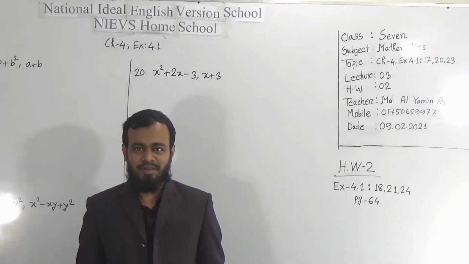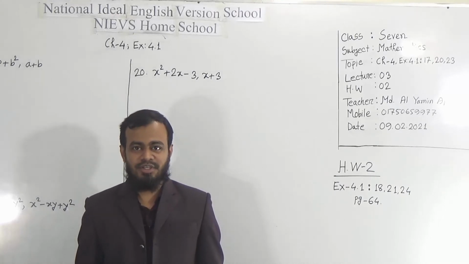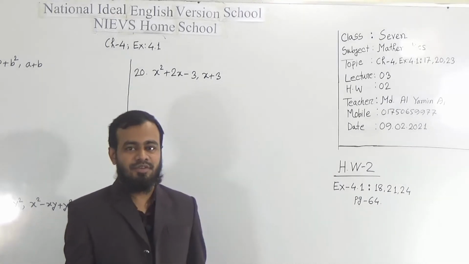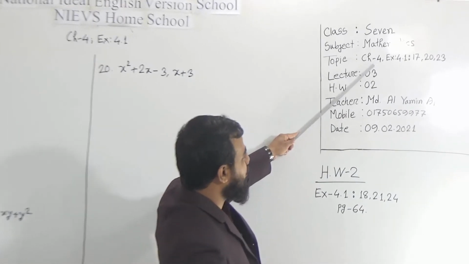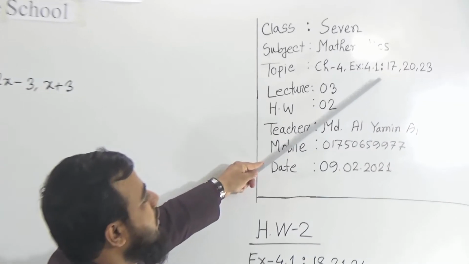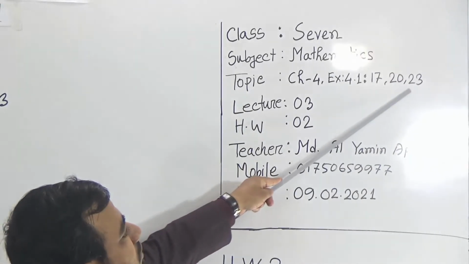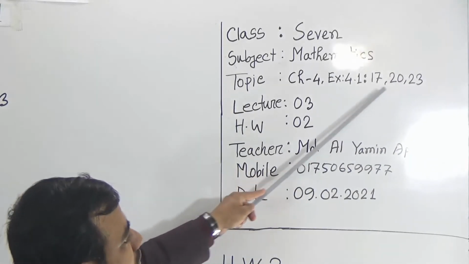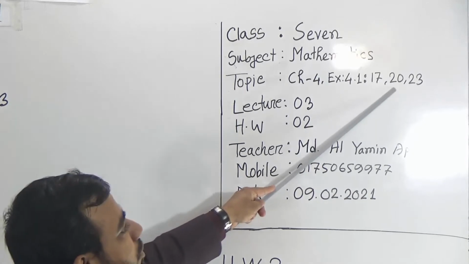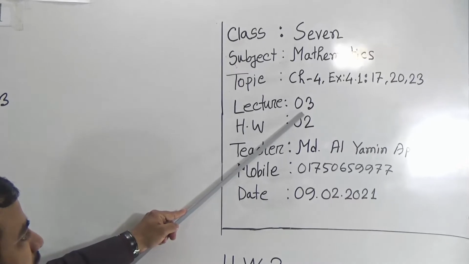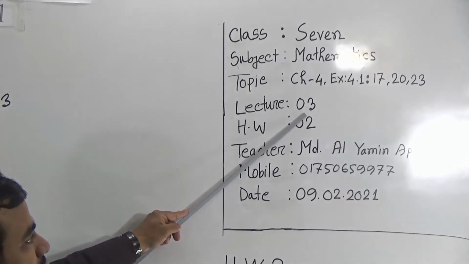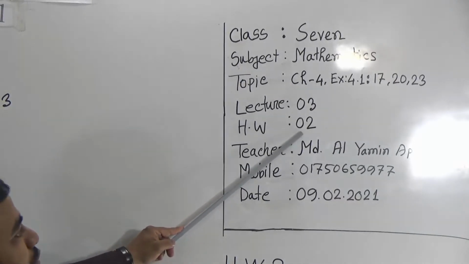I am Muhammad Yamin Apu, an assistant teacher of mathematics, National Ideal English Version School, morning shift. Today I am going to take a math class for the students of class 7. Today's topic is chapter 4, exercise 4.1, questions 17, 20 and 23. That means I will solve three questions today: number 17, number 20 and number 23. Okay, it's the third lecture in the half-yearly examination of 2021 and your homework number is 2.